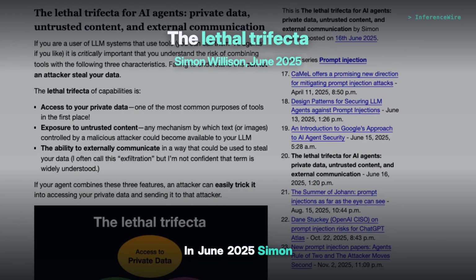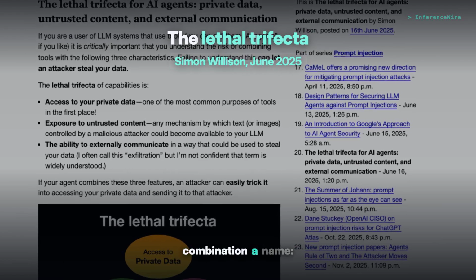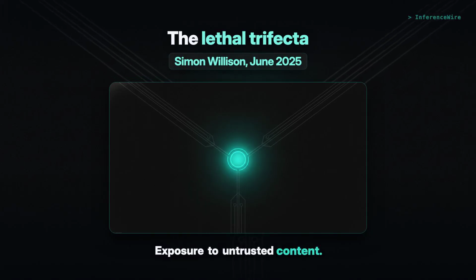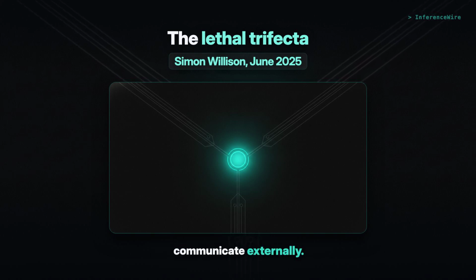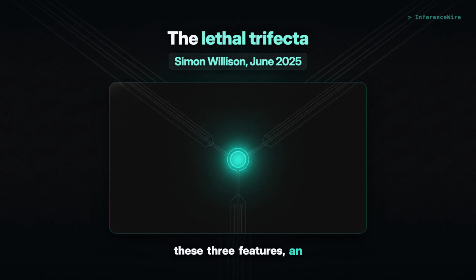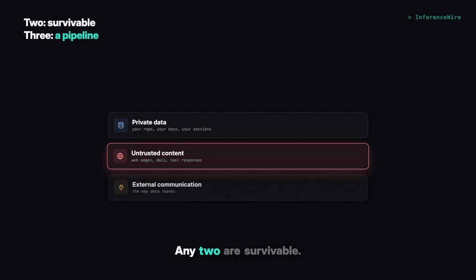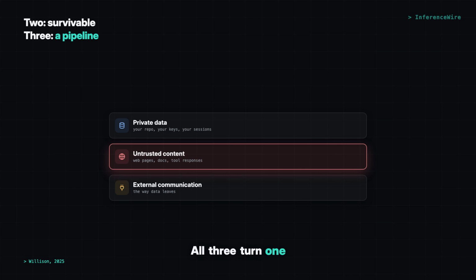In June 2025, Simon Willison gave the dangerous combination a name, the lethal trifecta: access to private data, exposure to untrusted content, and the ability to communicate externally. His warning was blunt. If your agent combines these 3 features, an attacker can easily trick it into accessing your private data and sending it to that attacker. Any 2 are survivable. All 3 turn one injected prompt into an exfiltration pipeline. Hold that thought. It comes back at the end.